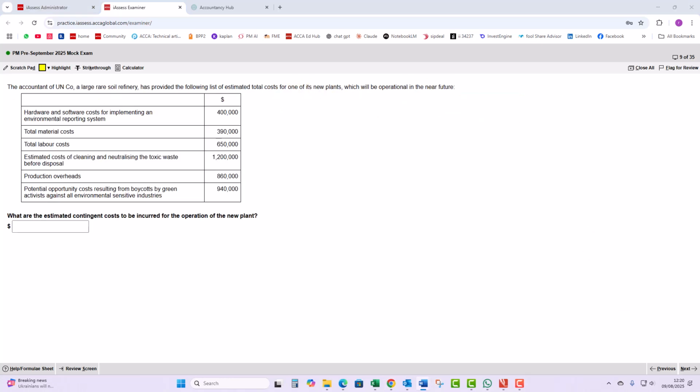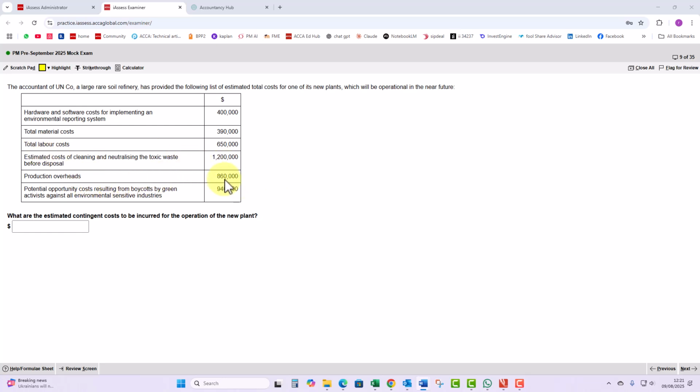So looking at this question, this all comes down to really knowing what's defined as a contingent cost in the list that you've been given. And a contingent cost is a cost that may happen in the future. So the top one, the material costs and the labour costs, they are all going to happen anyway. The estimated cost of cleaning and neutralising that is a contingent cost because it's an estimate and it is going to happen in the future.